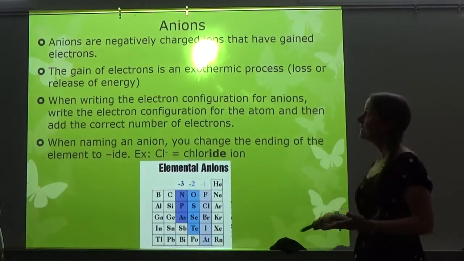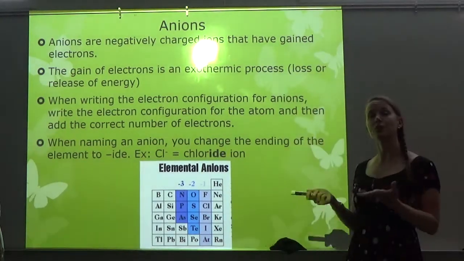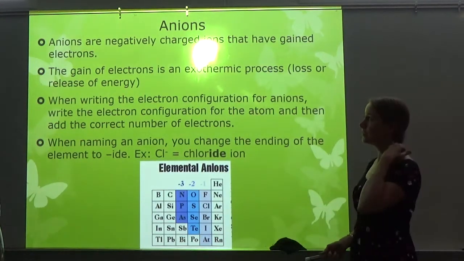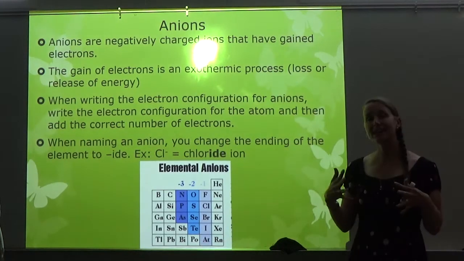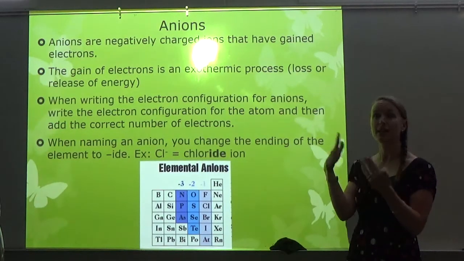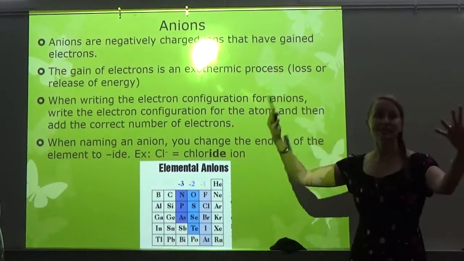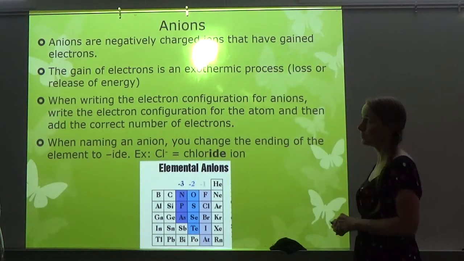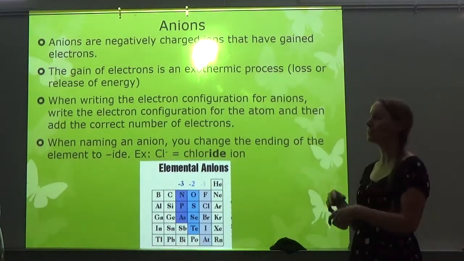All right, so anions are negatively charged ions, so they have gained electrons. So when we take into account the charge of a negative ion, we need to add extra electrons. The gain of electrons is an exothermic process because it's really favorable for an electron to attract to a positive nucleus, because negative and positive coming together is always favored. So it releases energy. Any kind of favorable process normally releases energy. That's exothermic. Whereas taking a negative away from a positive nucleus requires energy.